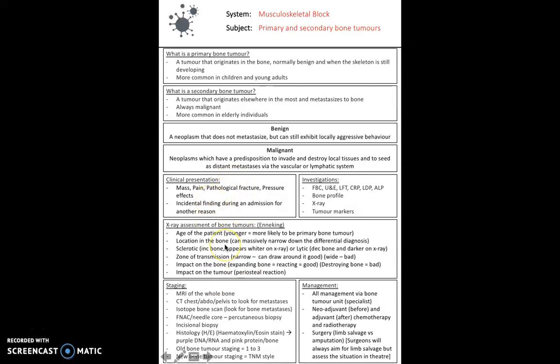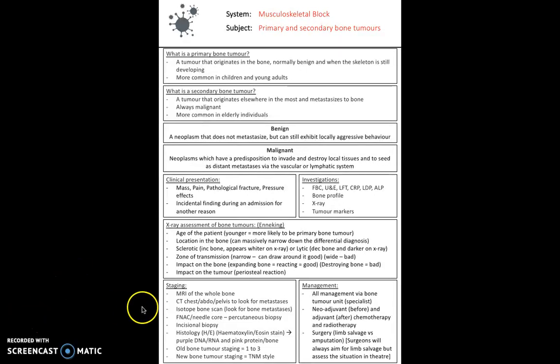It's also important to be able to look at an X-ray and assess a bone tumour, and we do this using Enneking staging. First of all we look at the age of the patient, and if it's younger it's more likely to be a primary bone tumour, and this can narrow down your differential diagnosis. Using location in the bone can also narrow down your differential diagnosis. We can tell the age of the patient by looking at whether epiphyseal plates or growth plates are still present in the bone. Then we want to know if it's sclerotic or lytic, i.e. does the bone appear whiter or darker on the X-ray, meaning more bone or less bone.